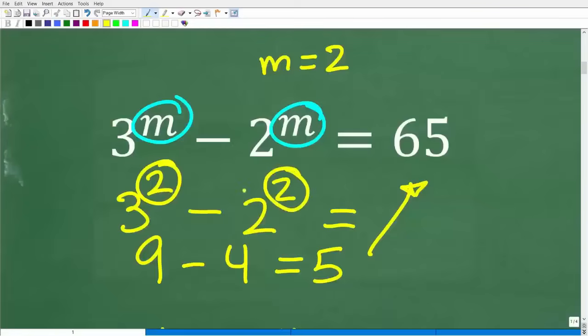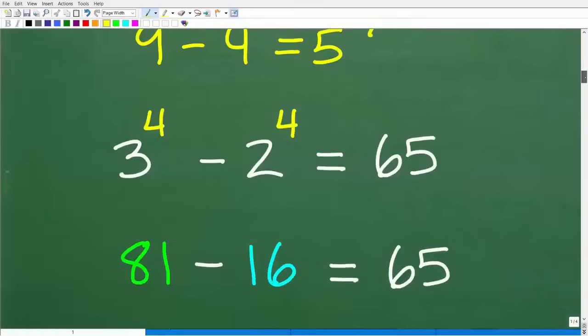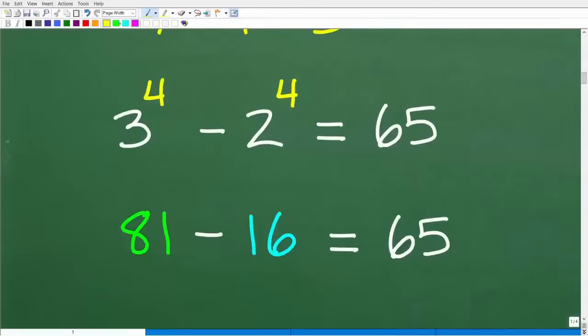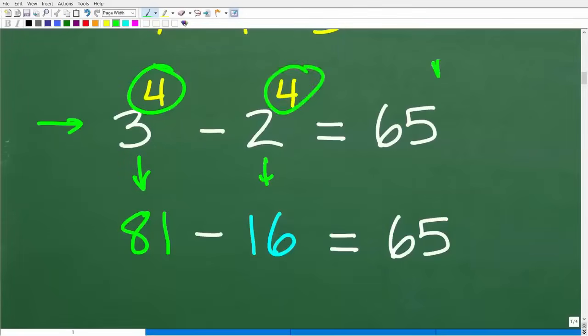So we'll go from 2, right? So then maybe 3, 4. Well, as you continue this little trial and error, you'll run into 4, and you'll notice that 4 works, right? So 3 to the fourth power is 81. 2 to the fourth power is 16. 81 minus 16 is 65. So therefore, m is equal to 4. All right, so this is how you can solve this equation.